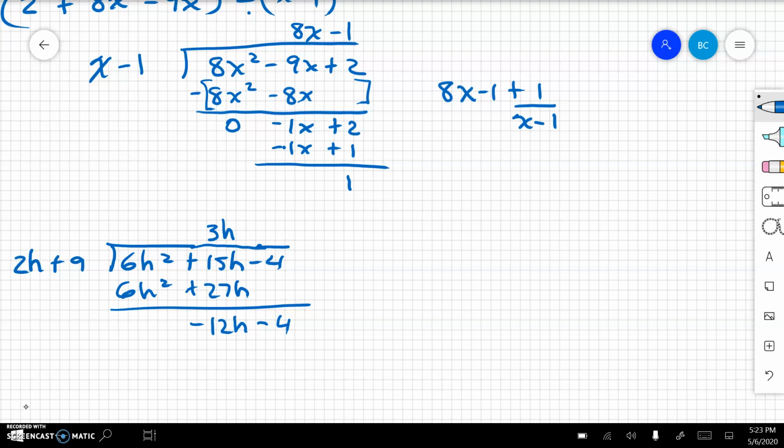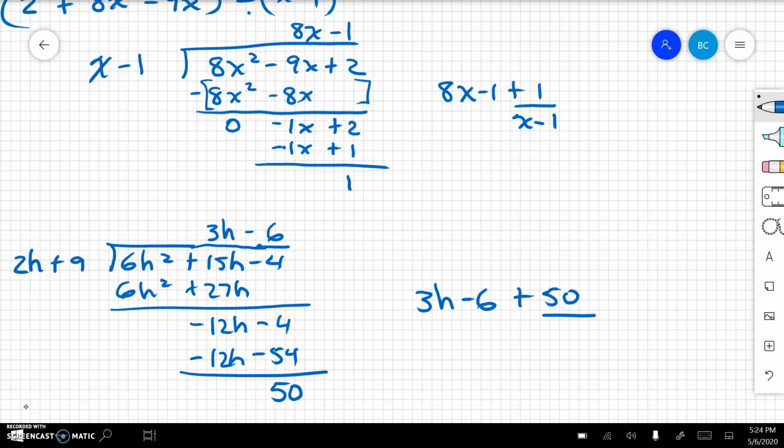2h goes into negative 12h negative 6 times. So that's going to be negative 12h minus 54. This will be positive 50. So my answer is 3h minus 6 plus 50 all over 2h plus 9. You might recognize that from that problem. That was the last problem on the practice assignment that you did last night.